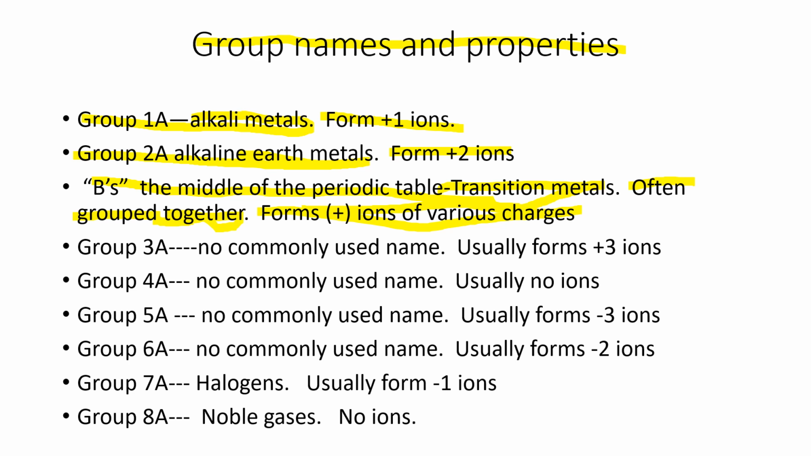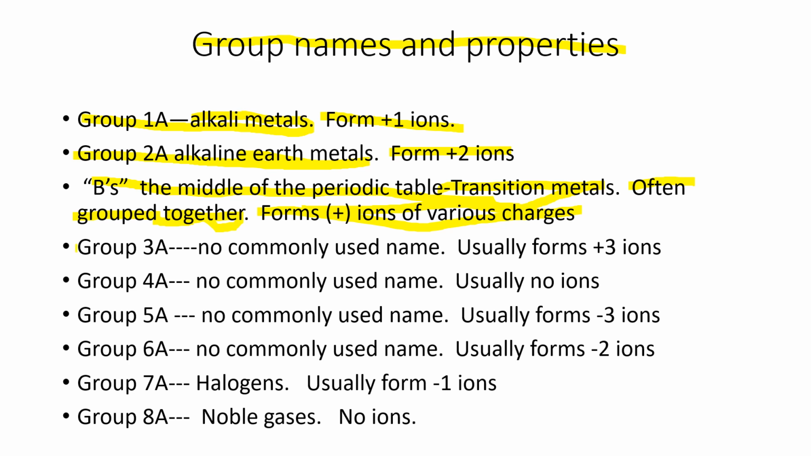Something like copper generally forms +1 and +2 ions. Iron forms +2 and +3. Something like titanium likes to be +2 and +4. Manganese can go anywhere from +1 to +7. So being that they can do multiple different things, we're keeping those together in one big group right now.